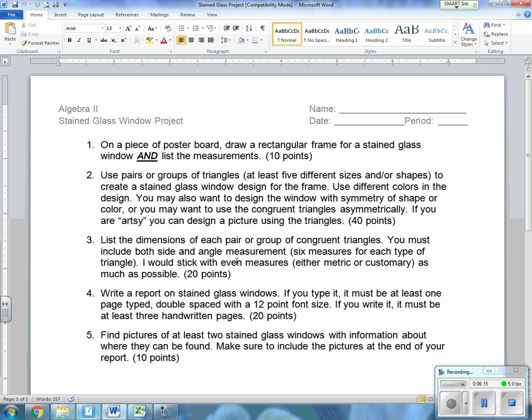You probably want to make as few different triangles as you possibly can. But if you have a picture that you really want to do and it's just going to be a lot of triangles, you can do it. You just don't wait until the night before or you're not going to be able to get all your measurements listed out. So I have protractors in my room.